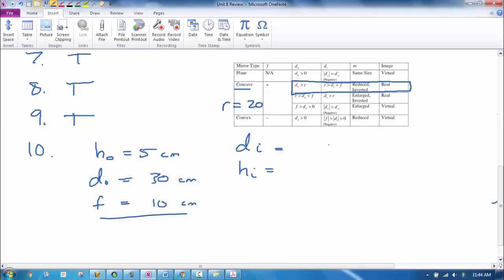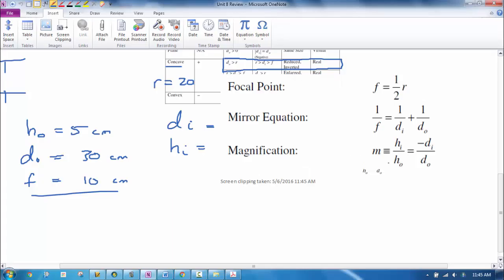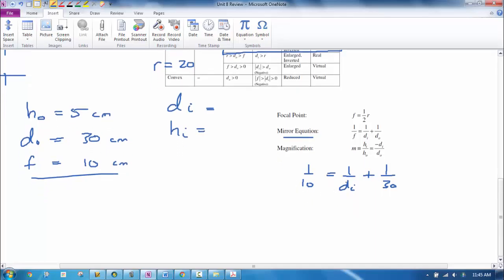Now, the math relationships we can use. So here are the relationships right off the formula sheet. We're going to use the mirror equation here. So that's 1 over 10 equals 1 over the distance of the image, which is what we're trying to find, plus 1 over the distance of the object, which was 30. And all you have to do is solve for the distance of the image. So I'm going to make this 3 over 30, multiplying top and bottom by 3. That way I can subtract 1 over 30 from both sides and get 2 over 30 equals 1 over the distance of the image. Divide both sides, and what you find is that the distance of the image is 15.